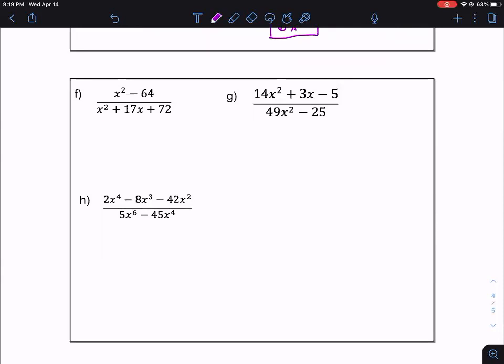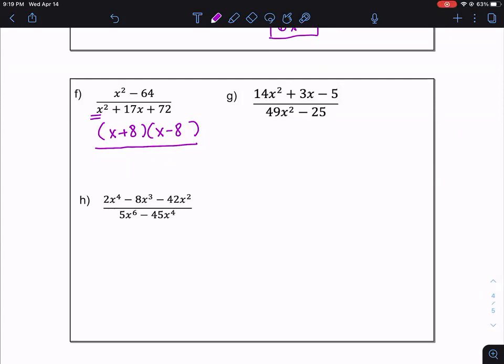Okay. Yes. Okay, so again, the numerator doesn't have a GCF, but it is a difference of perfect squares. So you're going to get x plus 8 and x minus 8. Good so far? Yes. Okay. Denominator is a trinomial. There's no GCF.